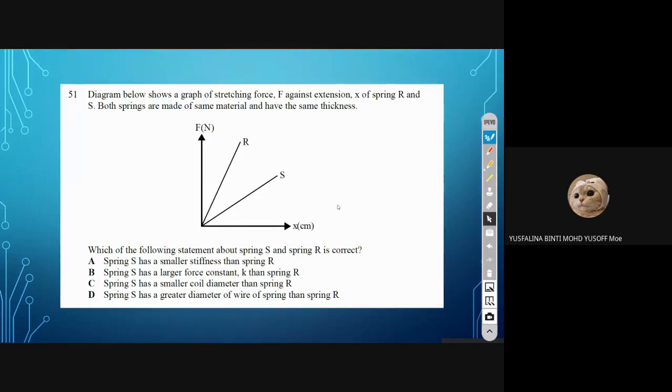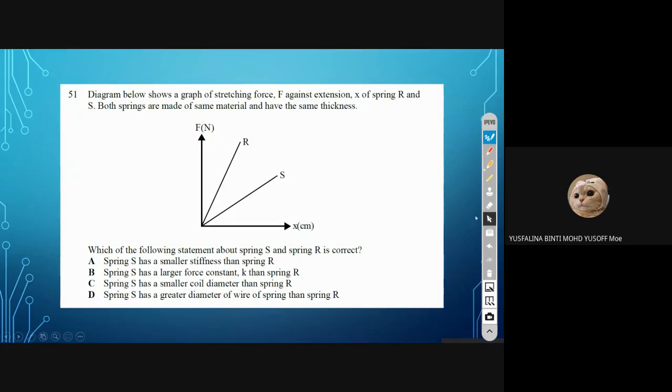For this one, if you want to know whether it's stiff or not, you have to know the gradient. If you compare R and S, we can see R's gradient is much higher. So R is stiffer than S. So A is totally wrong. Spring S has smaller stiffness than spring R. So number 51, the answer is A.